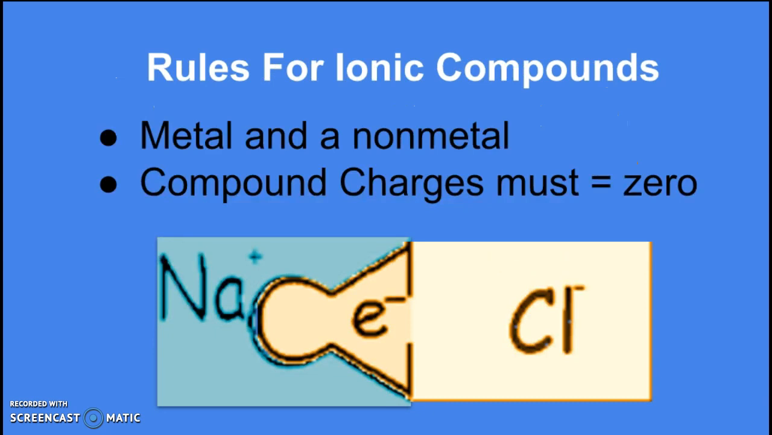So there's your sodium, your positive, there's your chlorine, your negative, and now you have an ionic compound. So in general, think of the rules for ionic compounds being it has to occur between a metal and a nonmetal, and then the overall compound charges must equal 0. So sodium has the +1, chlorine has the -1, +1 and -1 equals 0.